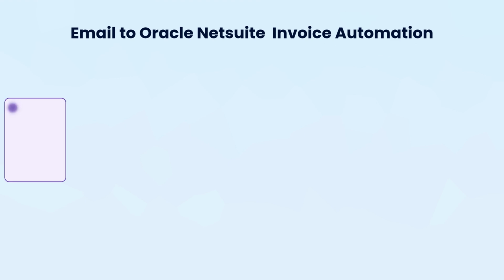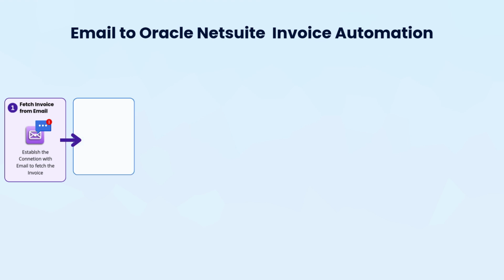We will connect to the designated email. As soon as a new invoice arrives, the attachment is automatically retrieved. Next, our AI document understanding engine analyzes the invoice document and extracts all relevant information including vendor details, invoice number, line items, quantities, pricing, and delivery information.